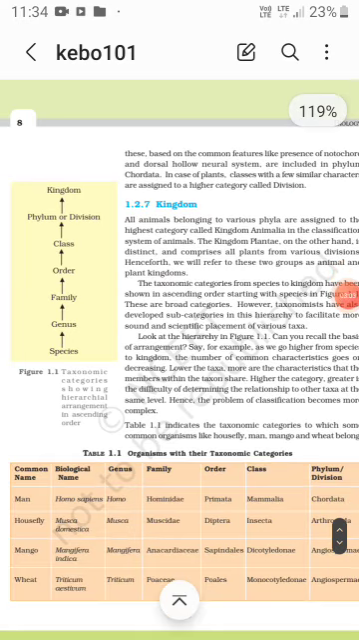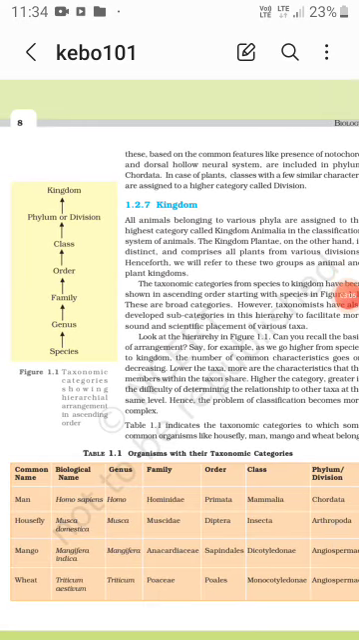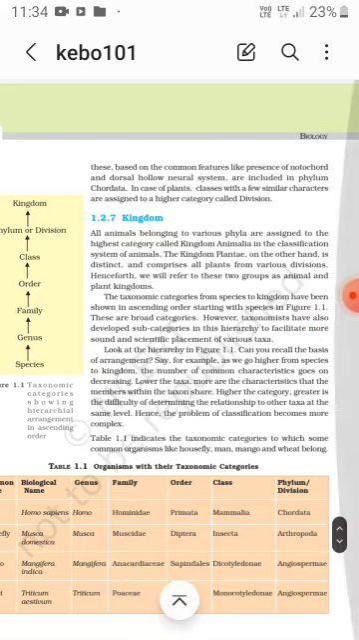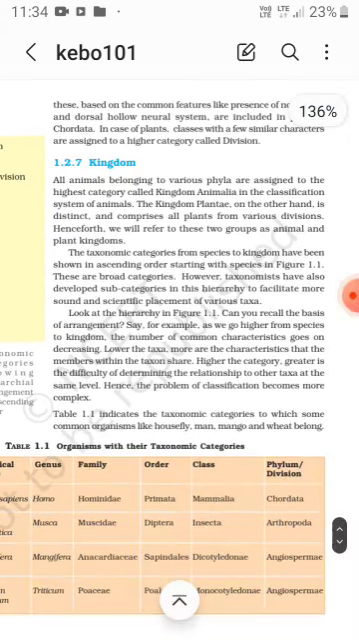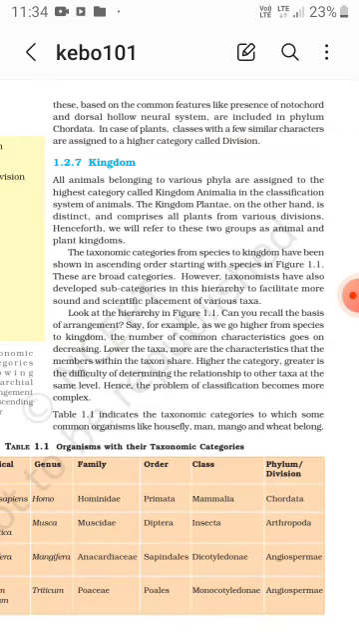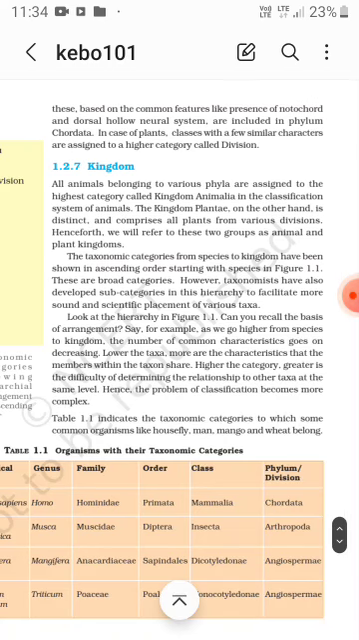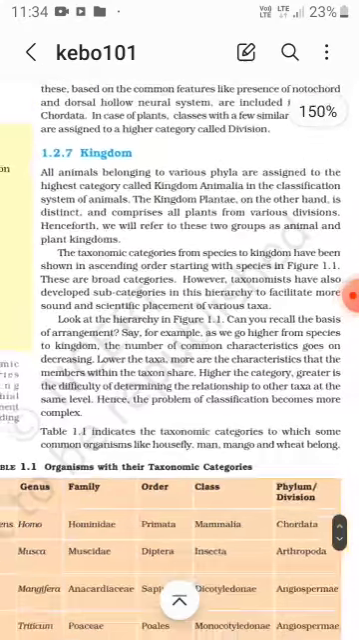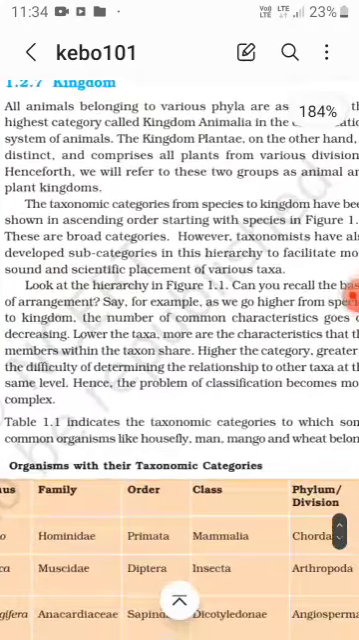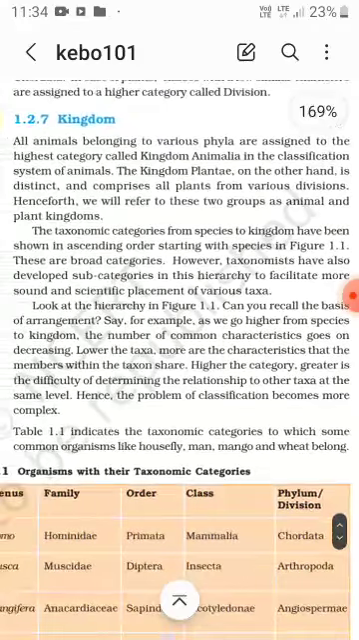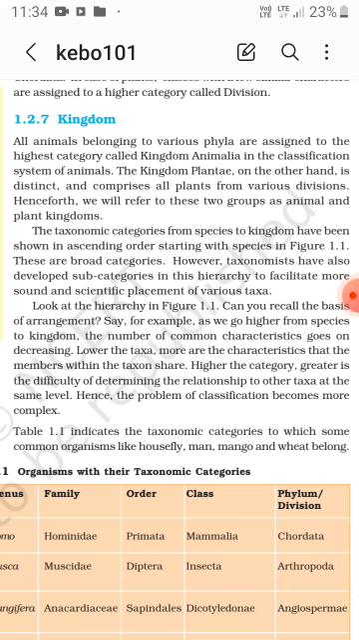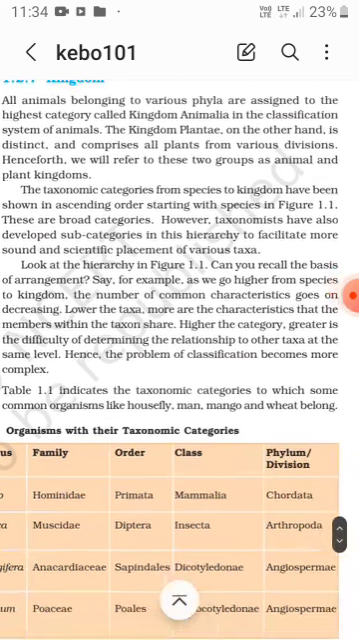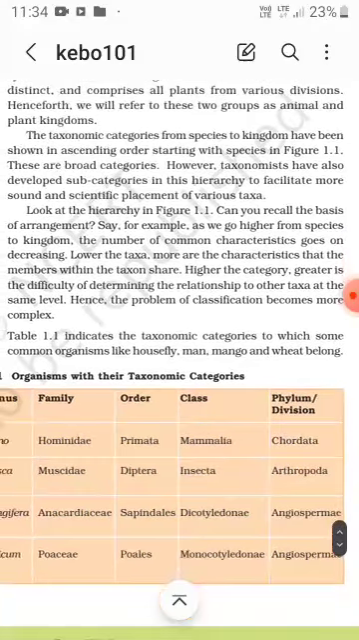Okay, so now from species, genus, family, order, class, phylum or division, we come to kingdom. All animals belonging to various phyla are assigned to the highest category called kingdom Animalia in the classification system of animals. Now the kingdom Plantae comprises all plants from various divisions. There are also subcategories in the hierarchy.